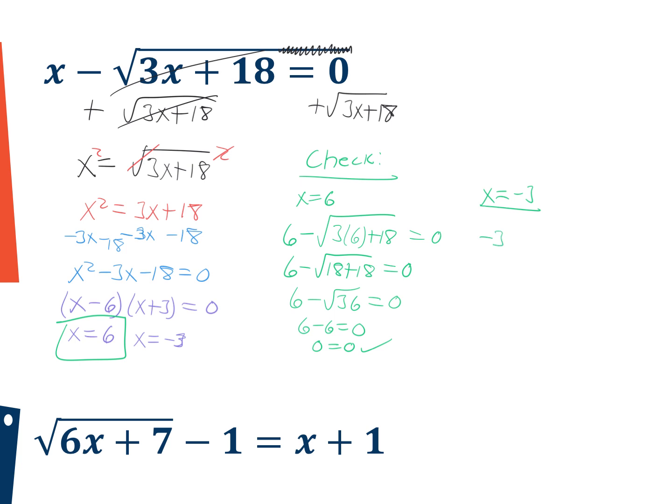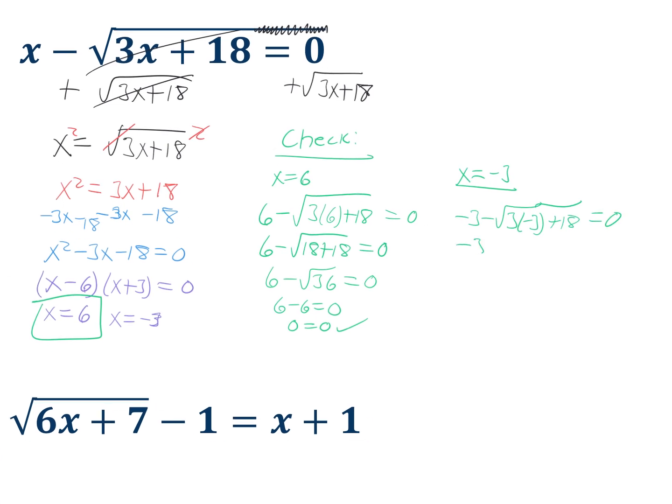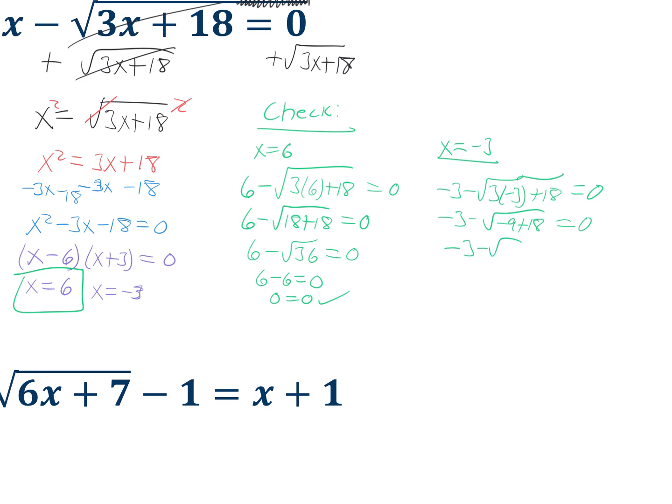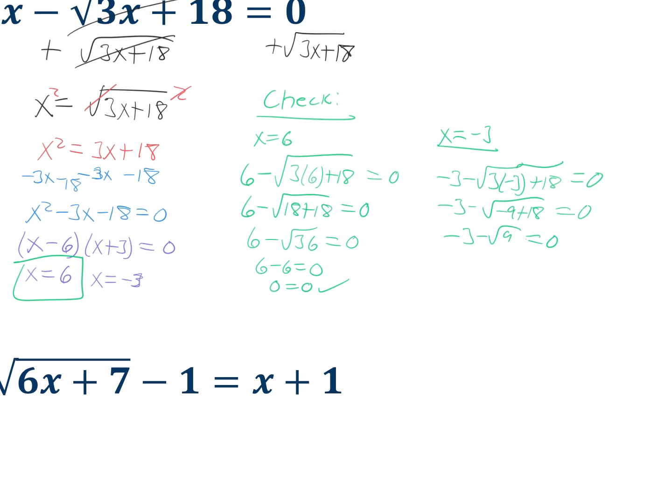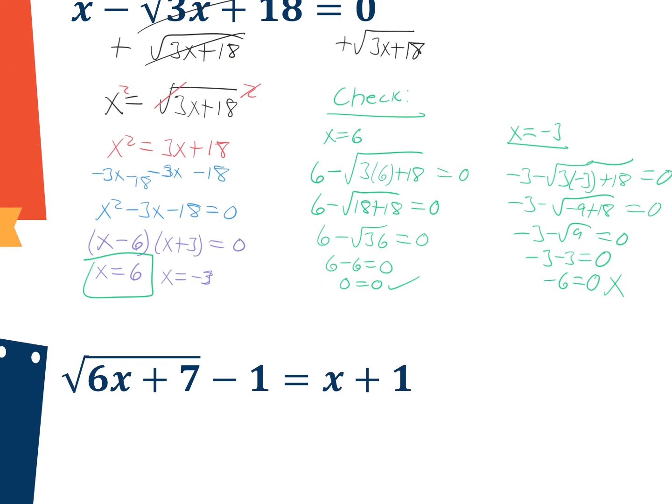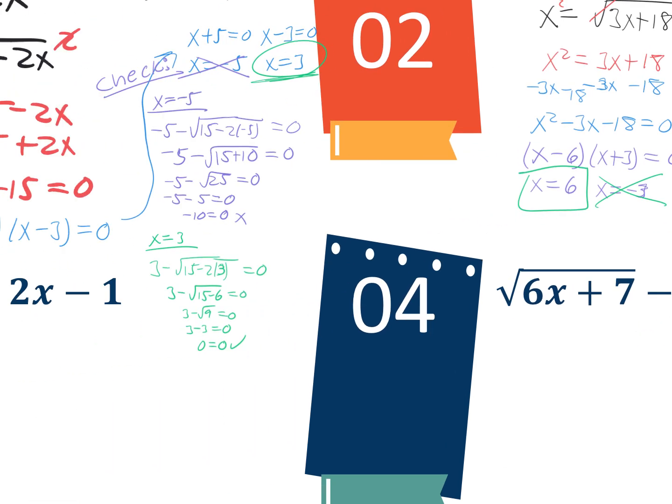So we get negative 3 minus the square root of 3 times negative 3 plus 18 equals 0. All right, so we get negative 3 minus the square root of negative 9 plus 18 equals 0, and that gives you negative 3 minus the square root of 9 equals 0. And the square root of 9 gets you 3. All right, and then negative 3 minus 3 does not equal 0, so we get negative 6 equals 0. That is false. Right, so x equals negative 3 is not a solution. So we get one solution here. All right, let's keep going with the next one.